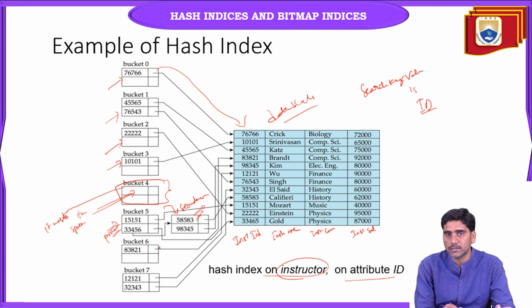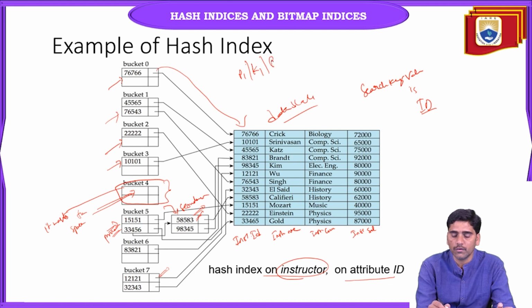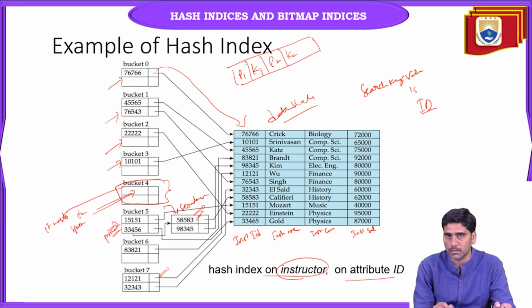Similarly bucket 6 has one search key value, and bucket 7 also has one search key value. Now the search key values presented in the buckets are followed by pointers, right? The search key value is indicated by k, and the pointers are indicated by p. So p1 is followed by k1, similarly p2 is followed by k2, like that it follows the node structure. Here bucket 0 has one search key, which contains 76766.